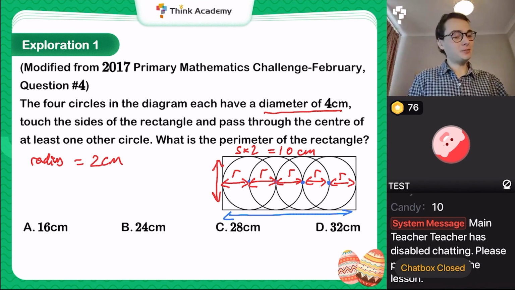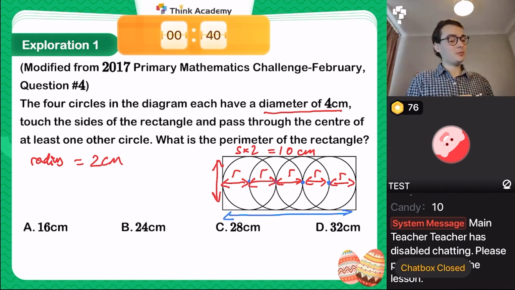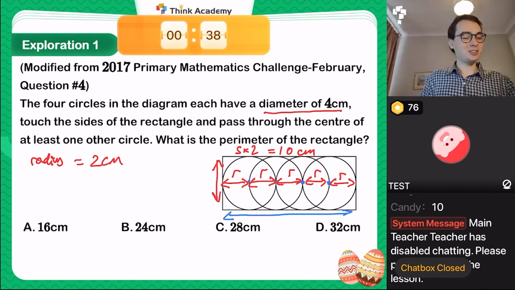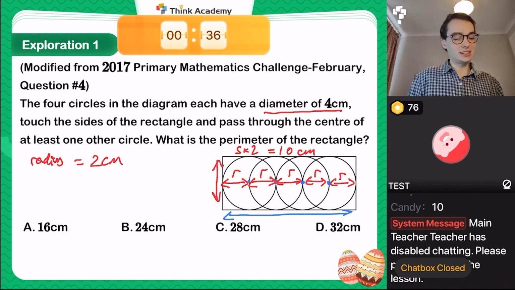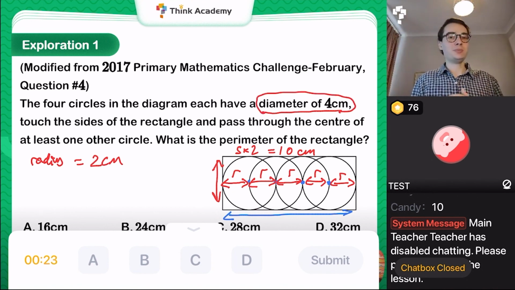And I'm going to give you some time on the timer. And once you've worked out the final perimeter of this rectangle, you can vote for what you think the correct answer is. So we've got A, B, C, and D. So we've worked out the length of the rectangle was 10, and then the width of the rectangle is going to be 1 diameter of the circle, which perhaps we're told what that is in the question. And then I just want you to find the perimeter.